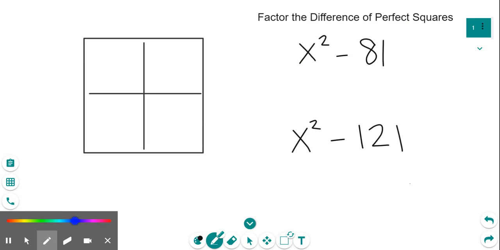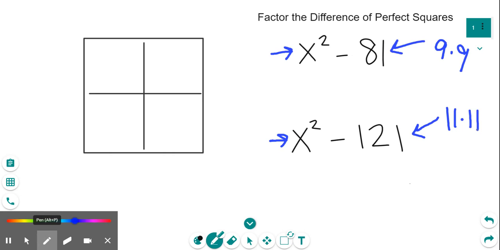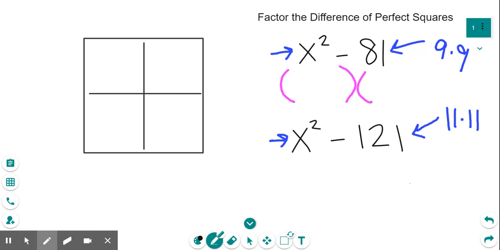All right, so here's a couple more examples of the difference of perfect squares. We already know x squared is a perfect square, so both of these have x squared. Notice 81 is a perfect square because 9 times 9 is 81. And notice 121 is also a perfect square because 11 times 11 is 121. So let's factor these now. All right, and I'm going to do this without the box because these are big numbers and it might be a little difficult, but you can still try it on your own.